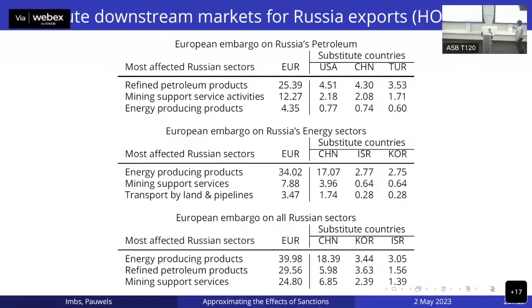We look at petroleum, specifically energy sectors, and all Russian sectors. You can see that refined petroleum products from Russia exports, directly and indirectly, are very important. Both measures together are a substantial amount relative, for example, to the US, which is 5 times smaller. Besides the EU, there are alternative markets for Russia, such as China here, but they are half the size of Europe, or the US, for example, which is one fifth of the size overall.